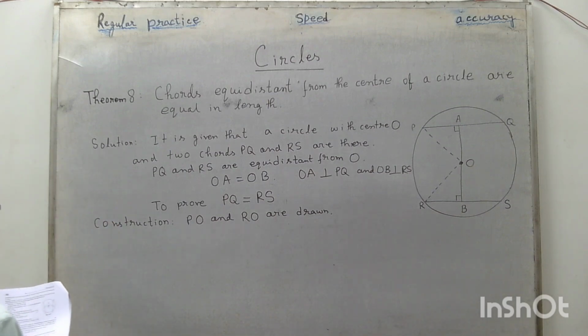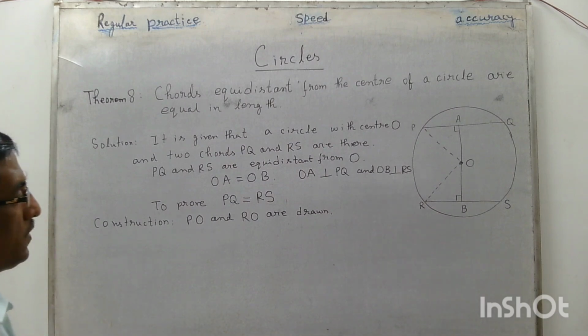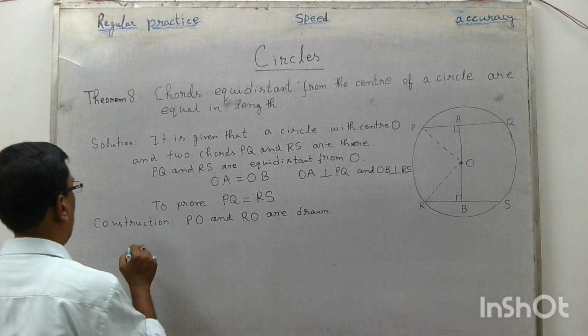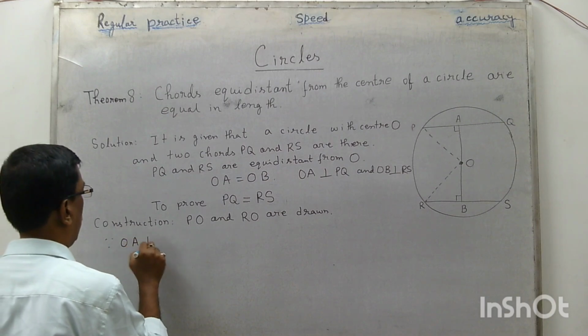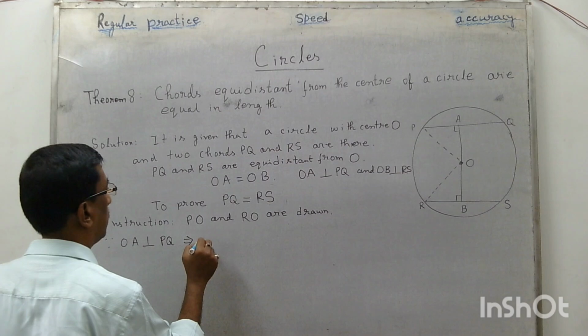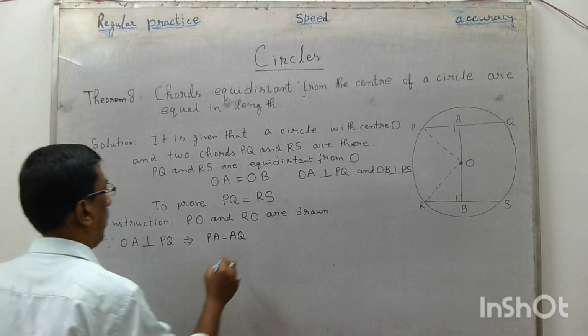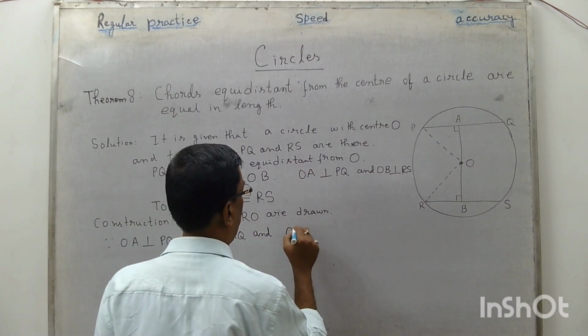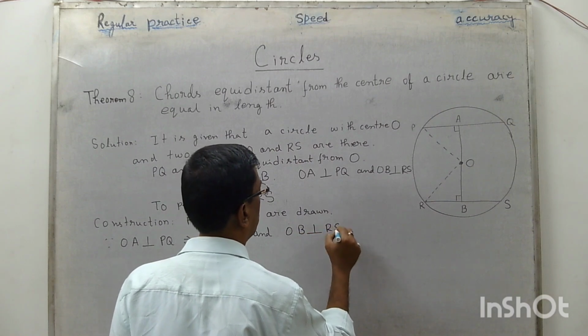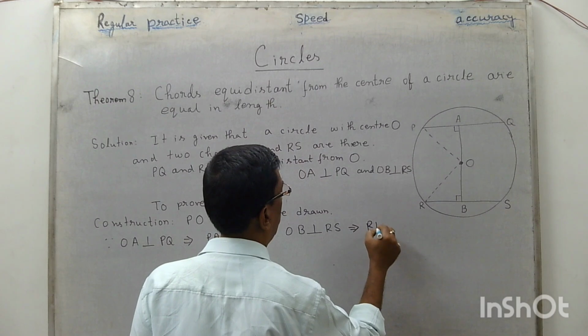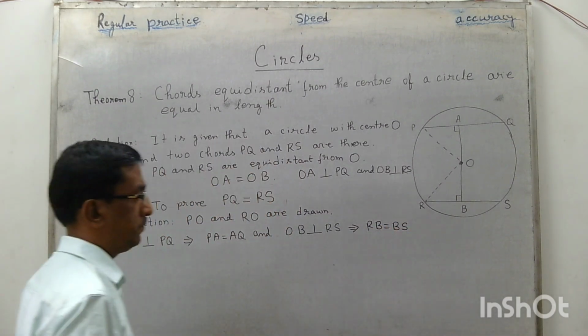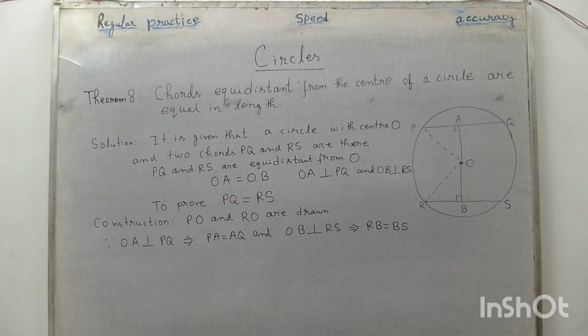Now, since OA is perpendicular to PQ, and from the earlier theorem, we can say that since OA perpendicular PQ implies that PA equals to AQ, and OB perpendicular RS implies that RB equals to BS. ये तो गिवन.